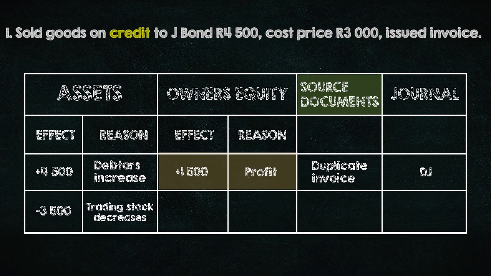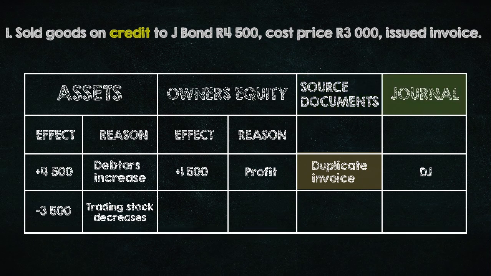Let's look at the source document. Number one, the business will fill in a credit invoice in duplicate. Secondly, the original invoice and the goods will go to the customer. And lastly, the business will use the duplicate to record the transaction in the business books.